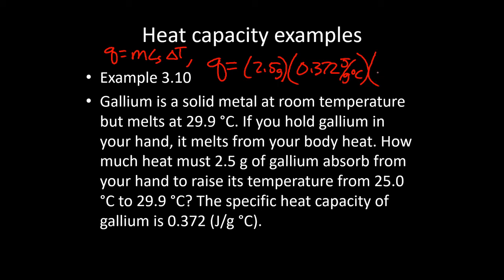So again, we know it's final minus initial. So we know the final temperature was 29.9. The initial temperature was 25. Both of those were degrees C. And so if I go ahead and do that math, what I get is, Q is 4.557 joules.